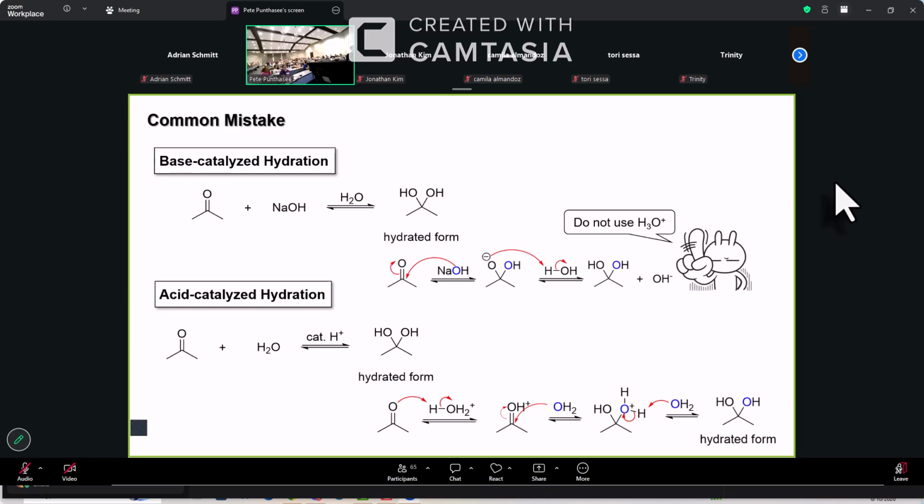And under acidic condition, what can you not use? A base. It's the same principle. Do not use, what is it right there, hydroxide attack, like deprotonation. You cannot use that. One, we didn't add sodium hydroxide. Two, an acid and a base cannot coexist.